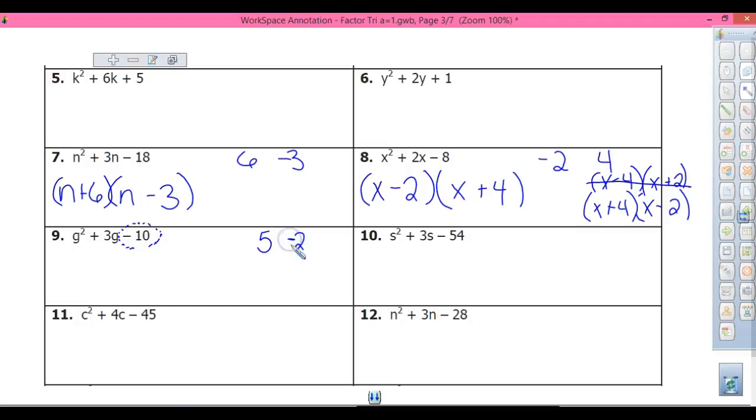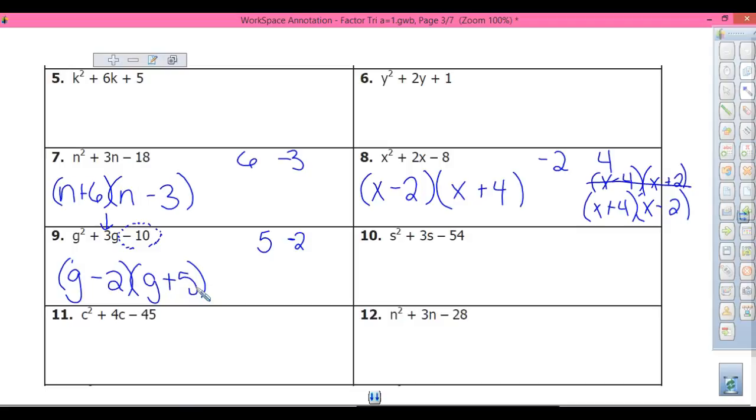Yeah. Okay. And here's your clue. If this is a positive right here, your bigger number is going to be your positive. If this is a negative, your bigger number is going to be negative. Okay, so G, what? Minus 2, okay. And G plus 5, yep. I'm assuming some of you wrote that as G plus 5 and G minus 2. Totally okay, no big deal at all.